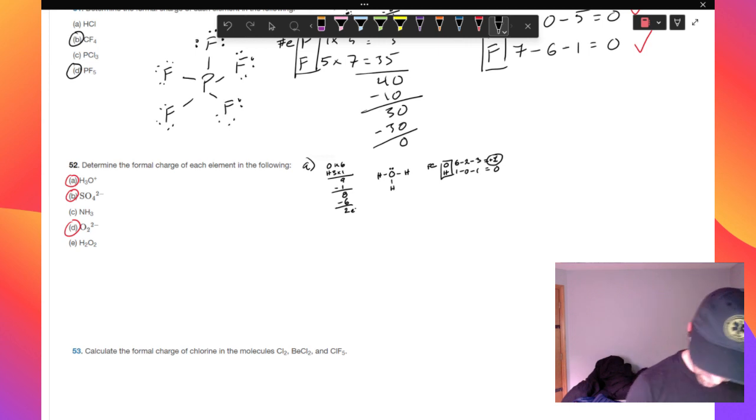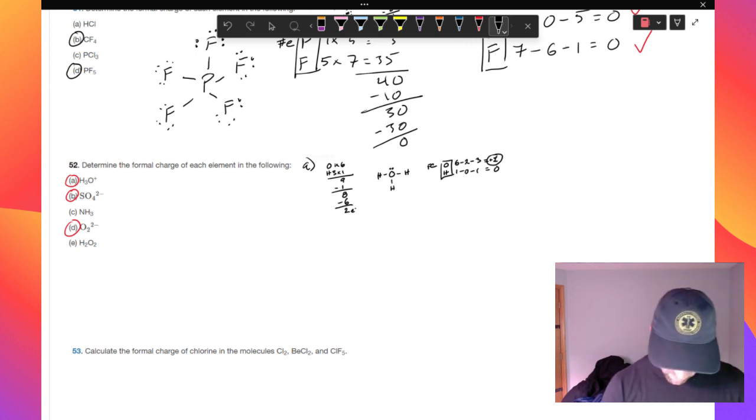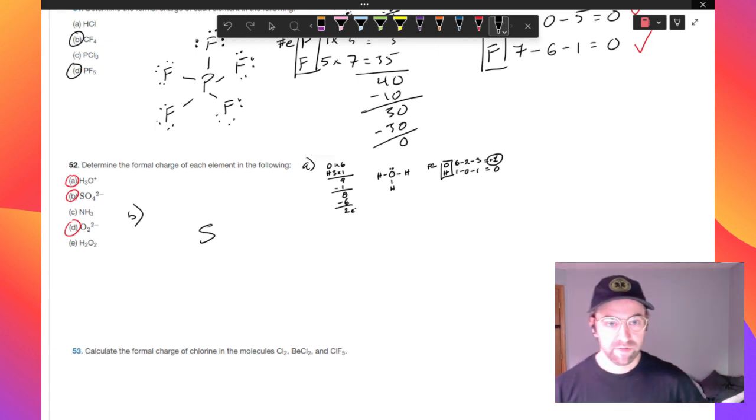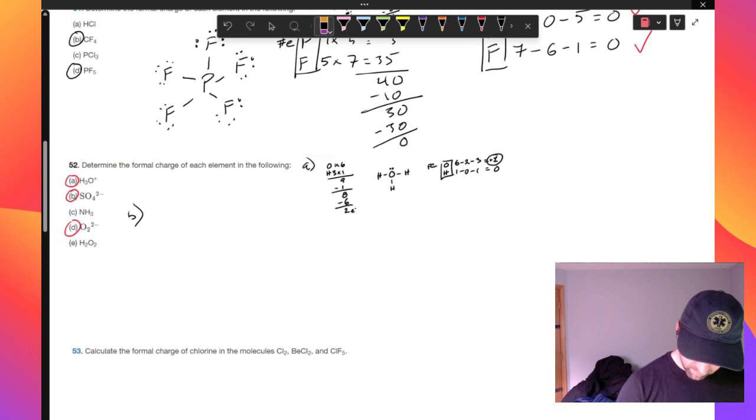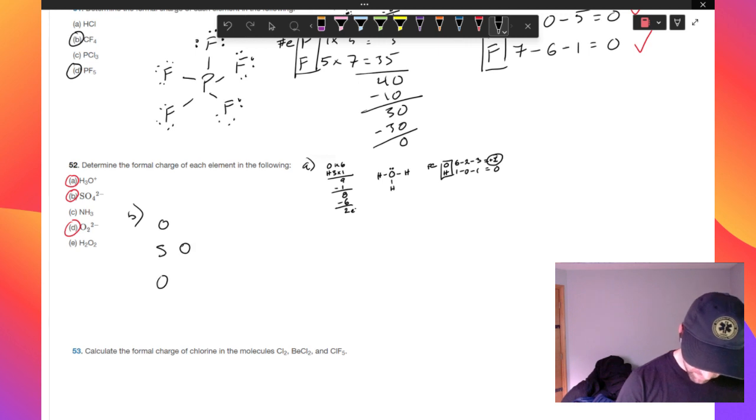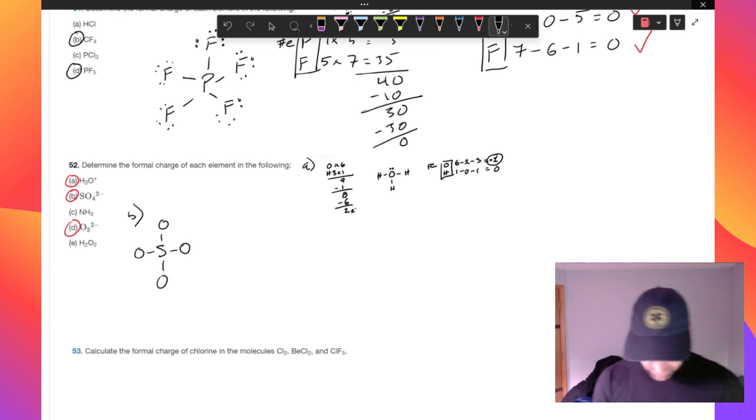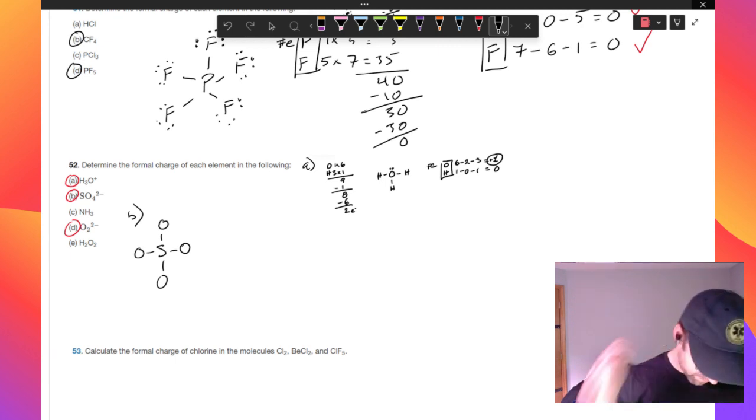So that was for A. Let's look at B. We have sulfur. Let's draw this first. Sulfur with 4 oxygens. We have a 2 negative charge. Okay, we'll come back for those electrons.